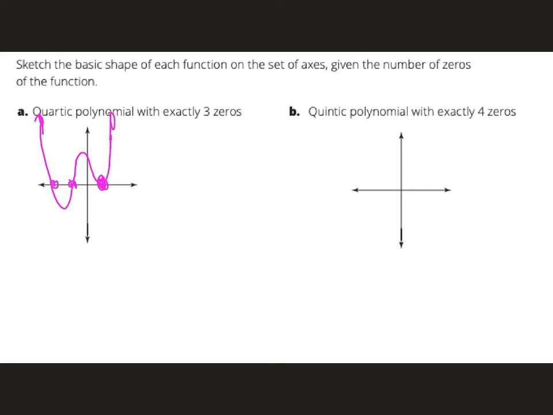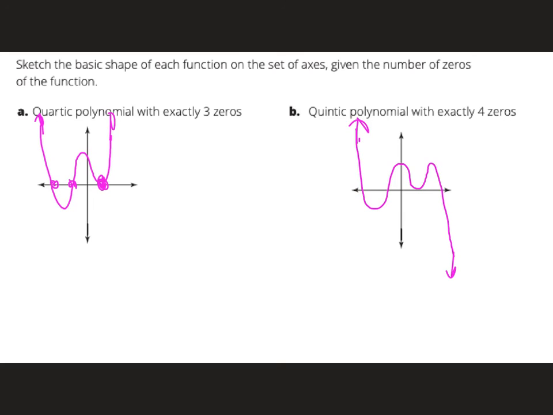Quintic polynomial, that means 5, with exactly 4 zeros. So you could either have end behavior that goes like this, or like this, or you could have going from here to here. I drew the other one first, so I'm not going to do that one. So I'm going to get rid of, oh goodness, I messed everything up. There we go. And 4 zeros. So 1, 2, 3, 4, 5.